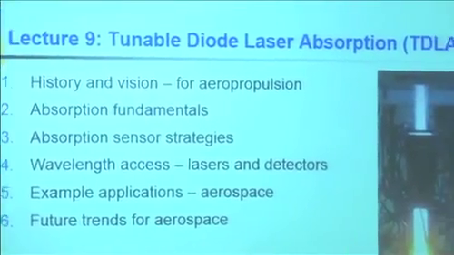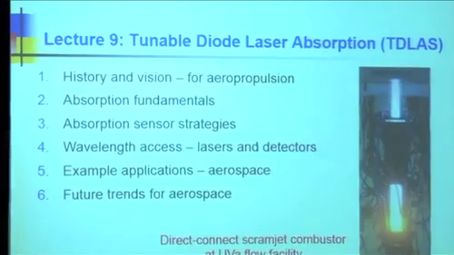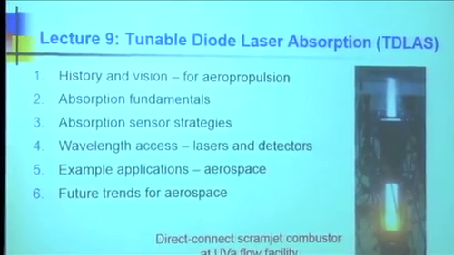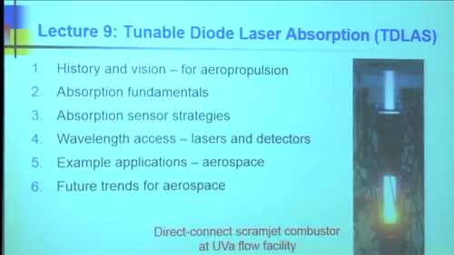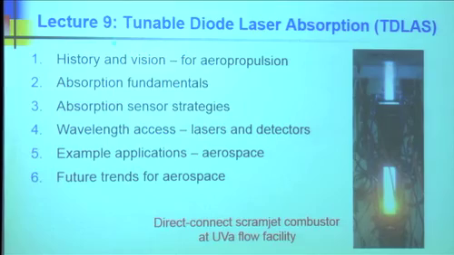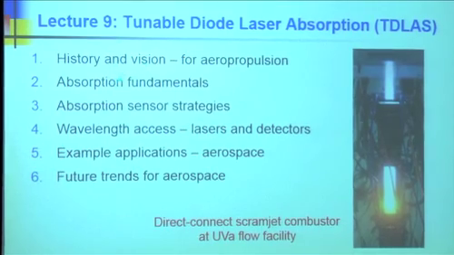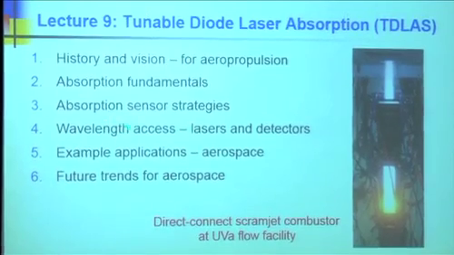My students are currently doing some experiments at the University of Virginia where they're applying this technology to studies of aero propulsion, scramjet combustor. This is a vertical tunnel at the University of Virginia where you can tell it's really hot. It's a scramjet test facility. So I'm going to take you through some history, remind you of some fundamentals and sensor strategies, wavelength access, example.